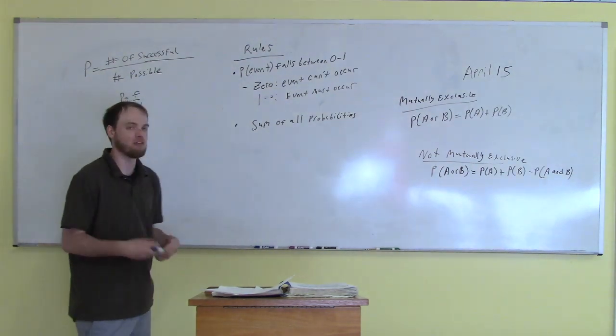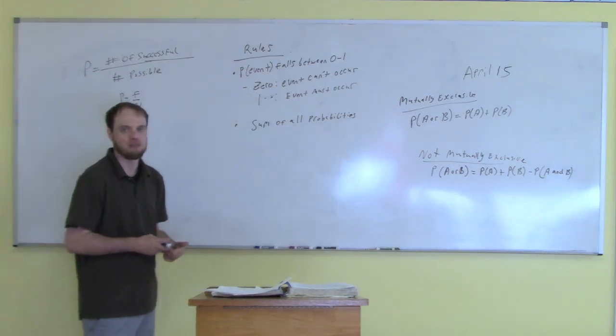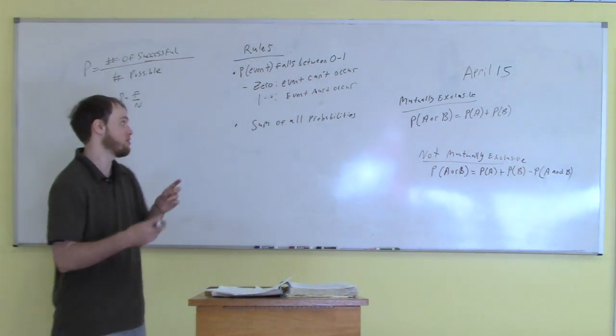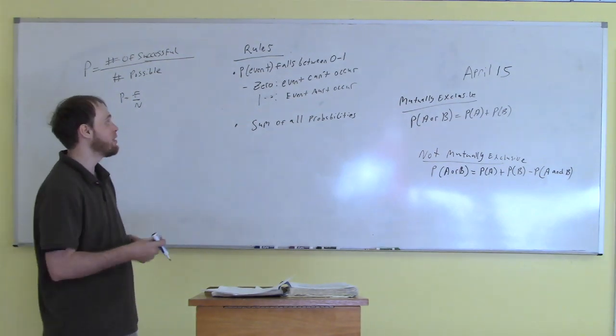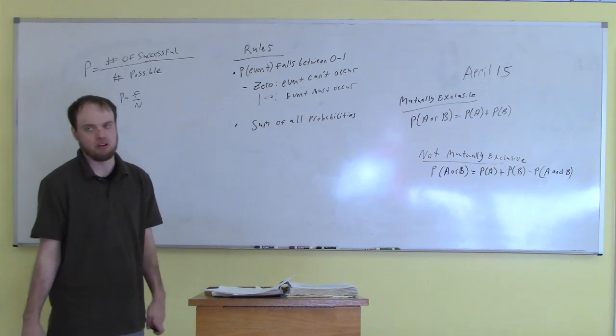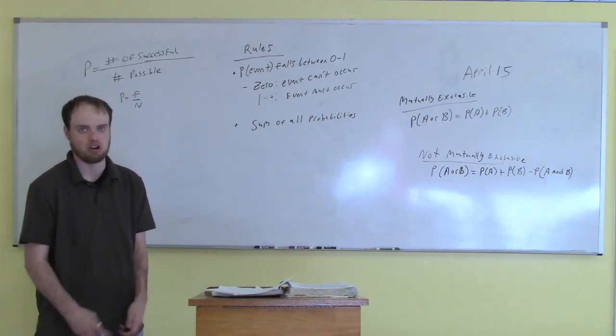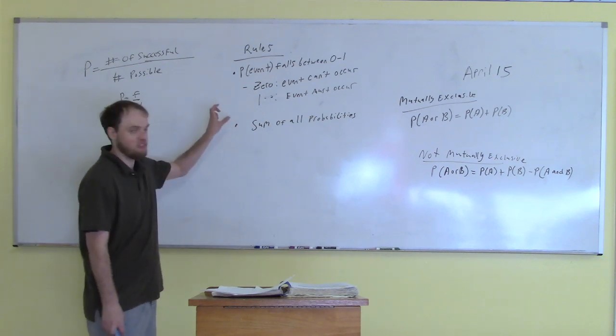If you get a probability of 1, so say I got a probability of 5 over 5, that reduces to 1. That's still in between 0 and 1. But what happens is, if you get a probability of 1, that means the event must occur. There's a 100% chance that it will occur. So if you get a probability of 1, it must occur. And so that's your definition.